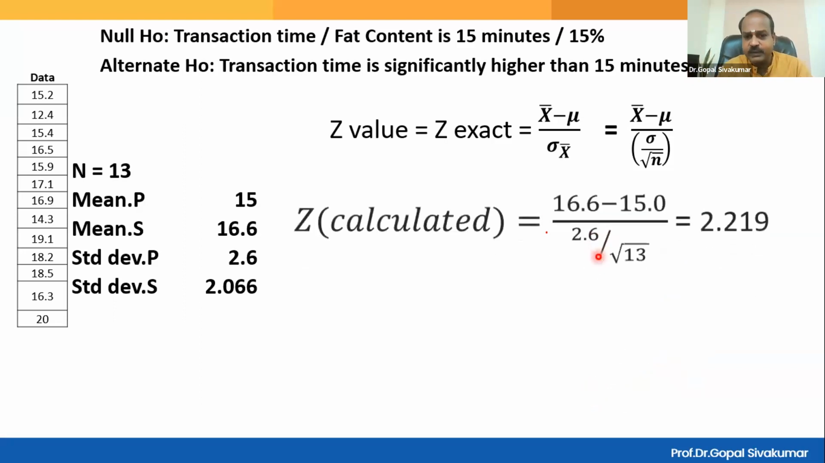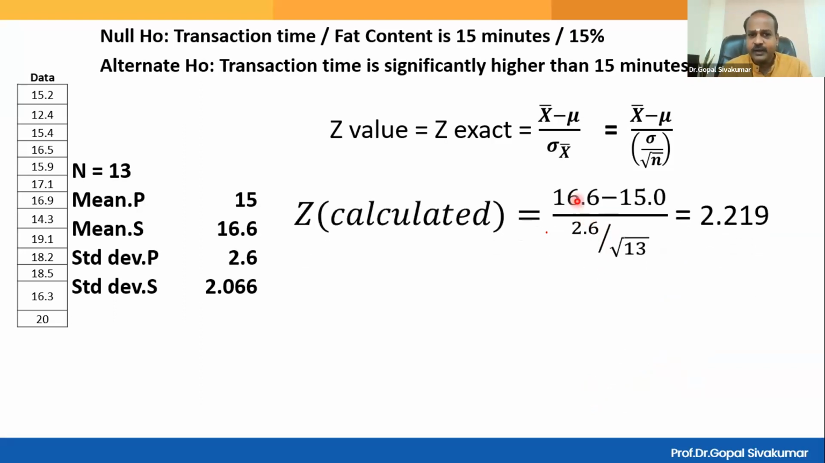So let me straight away use the formula here. See here, sample average is 16.6. Am I right here? Because the formula says X bar minus mu divided by sigma X bar. The sigma X bar is known as the standard error of the mean. And how do we find the standard error of the mean? Population standard deviation divided by square root of n. I substitute all the values. N is 13. Population standard deviation is 2.6. Now what is the Z score I am getting? 2.2.